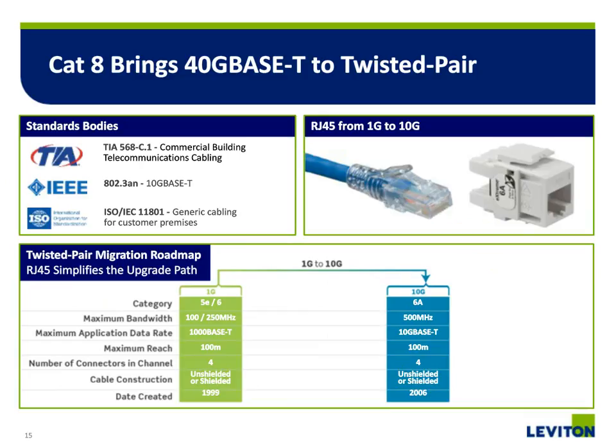So with Cat 8, this is the new standard that ISO and TIA have been working on to support 40GBASE-T over twisted pair. Up till now, if you're going to get 40G, it had to be over fiber. But for a variety of reasons, cost and backwards compatibility and migration standards, there's been a big interest in trying to get higher speeds over copper twisted pair.